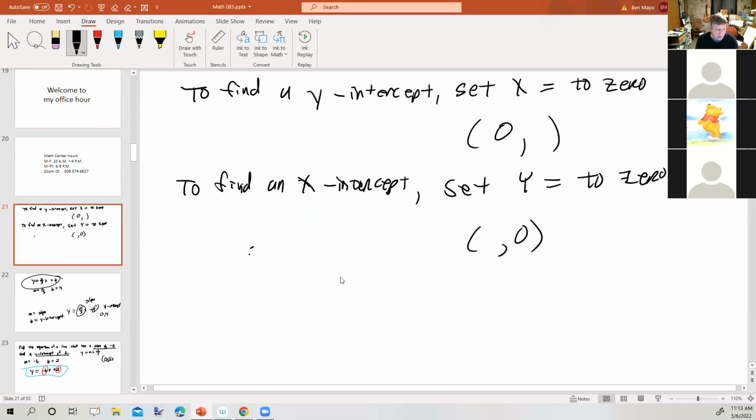All right. Also, just a reminder of some other things. x equals a constant is the equation of a vertical line, and the slope of a vertical line is undefined. y equals a constant is the equation of a horizontal line, and the slope of a horizontal line is m equals 0. You need to be memorizing these facts.